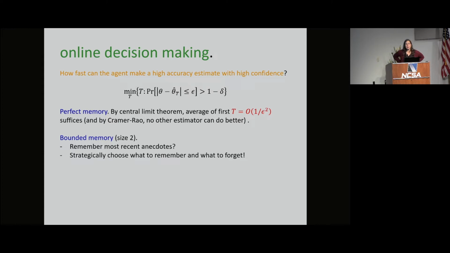Yes? Can't you just take the average memory? So I'm not allowing you to. You shouldn't think about this as a computer scientist, as if you have some number of bits in your memory and you can do anything you want with them. I'm only allowing you to store stories, so you can't take averages. You only get to take the average when you're asked for your guess.